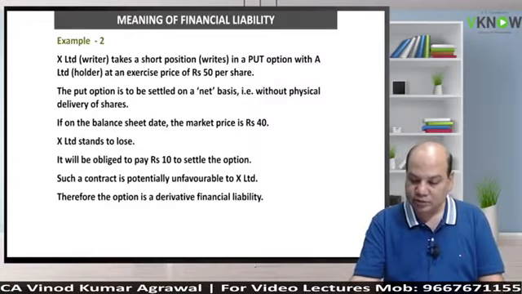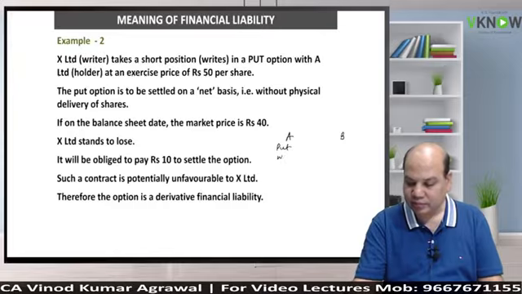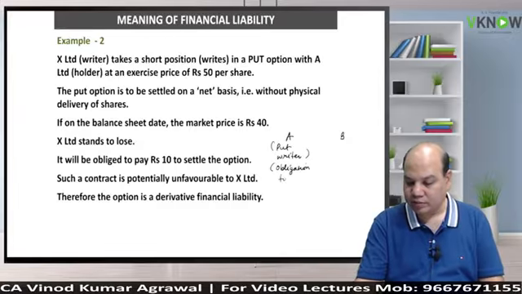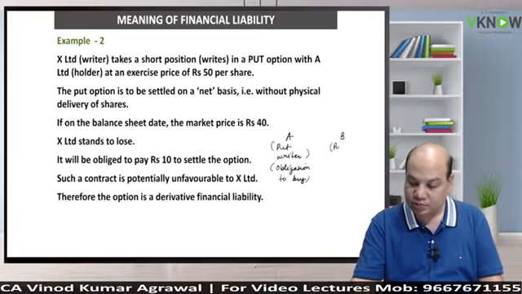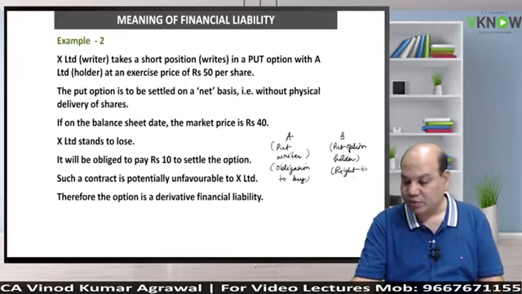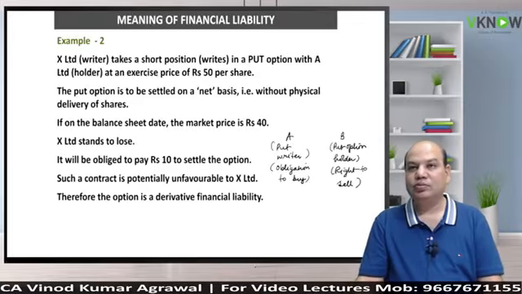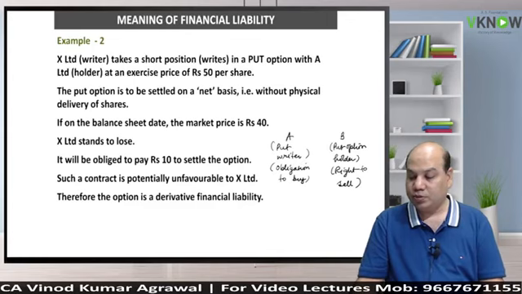Suppose there are two parties, A and B. A is a put writer. A put writer has an obligation to buy, and B is a put option holder. The put option holder has a right to sell. Only this basic thing you should know, which they normally teach you in SFM. A put option holder has a right to sell.